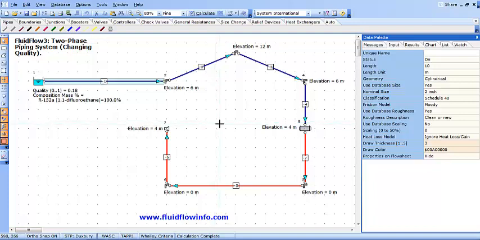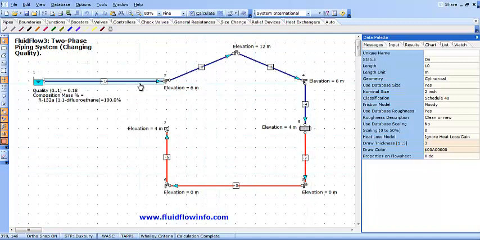The FluidFlow 3 two-phase module allows you to model both constant and changing quality two-phase piping systems. This is an example of a two-phase system with changing quality. This means that the vapor mass fraction is not constant and there is mass transfer between the fluid phases. We can see this if we select any pipe or component on this system.